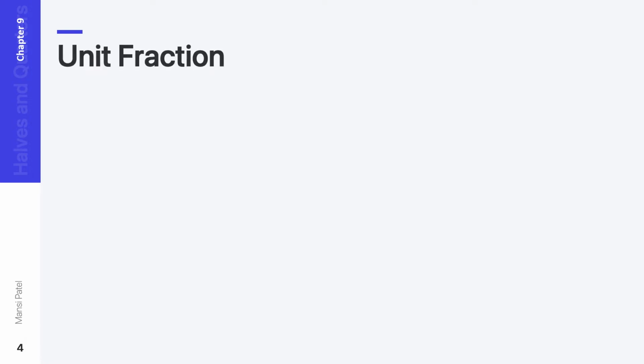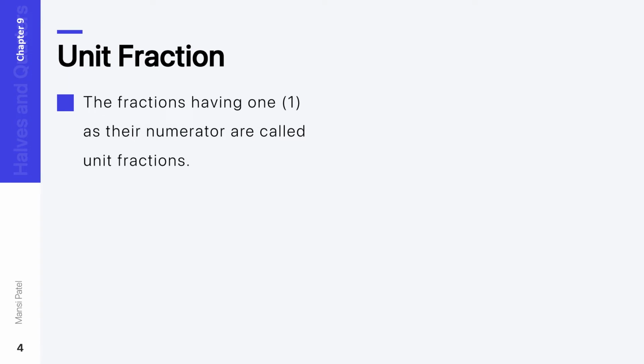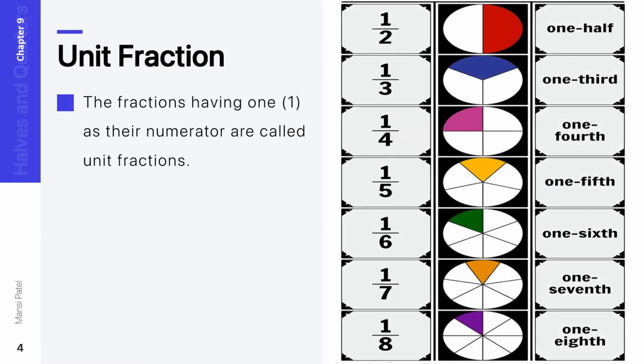Let us see another type of fraction, that is the unit fraction. What is a unit fraction? A fraction having 1 in the numerator is known as a unit fraction. So if there is 1 in the numerator, then you can say that the fraction is a unit fraction. For a unit fraction, 1 in the numerator is compulsory. See here the examples of unit fractions.